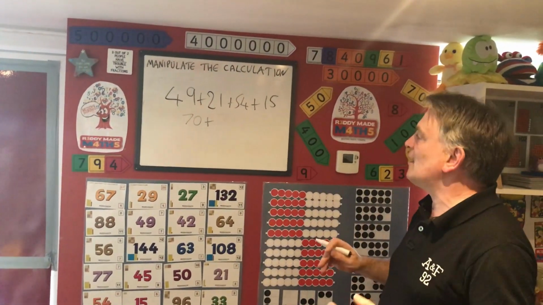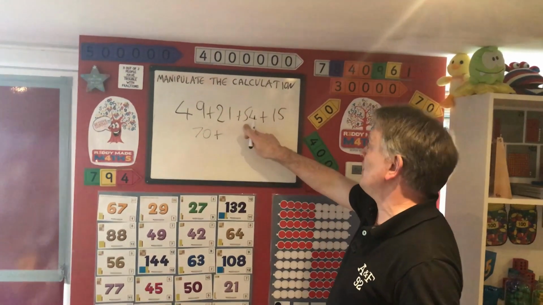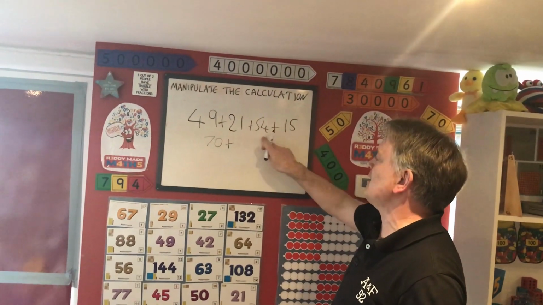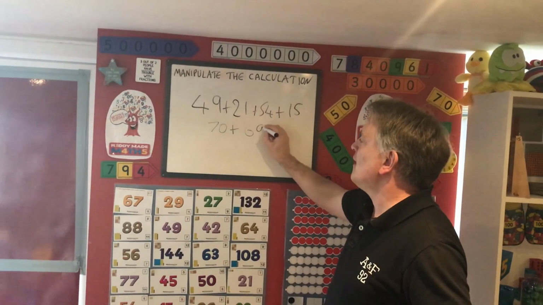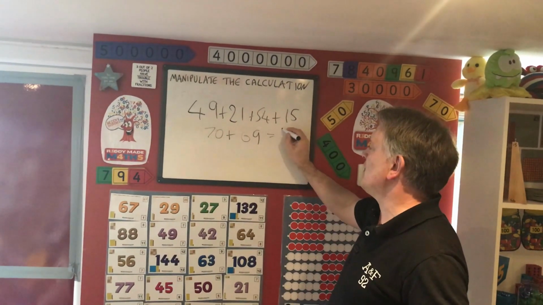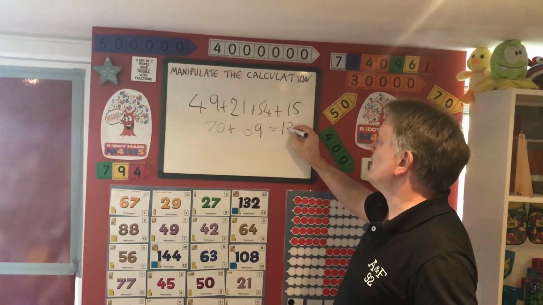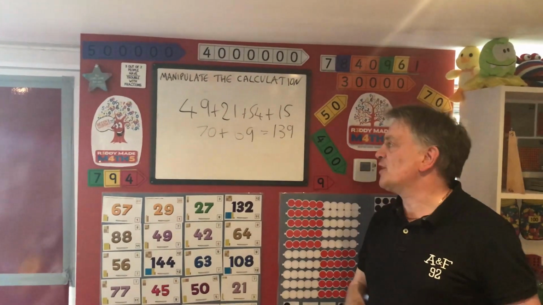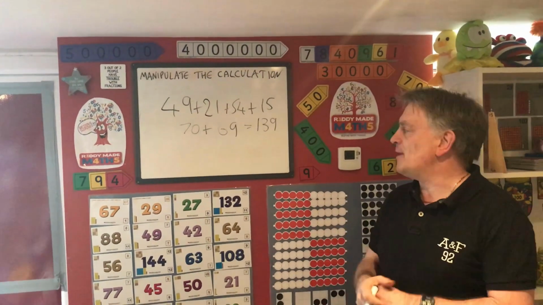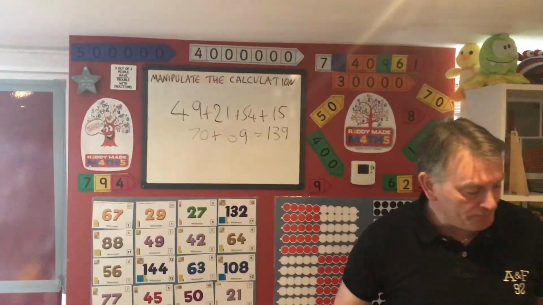What can I do with this though? What I am going to do, I can just add it together really. 50 and 10 is 60 and 4 and 5 is 9. And I've then got a double and adjust, which gets me to 139. That one didn't work out particularly well for manipulate the calculation. I'll try an alternative one.